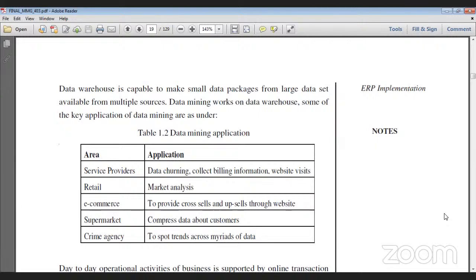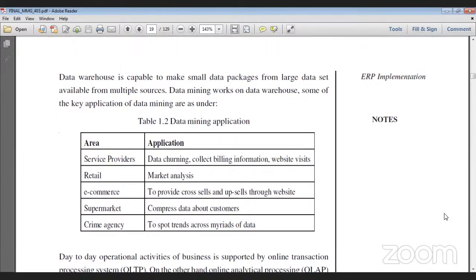Some of the key applications of data mining are as follows. There are some applications of data mining given here in the table. The first one is area. In the first column, you will find five names: service provider, retail, e-commerce, supermarket, and crime agency. Then the application is given: for service providers, data churning, collecting billing information, and website widgets. Retail takes it to the application of market analysis.